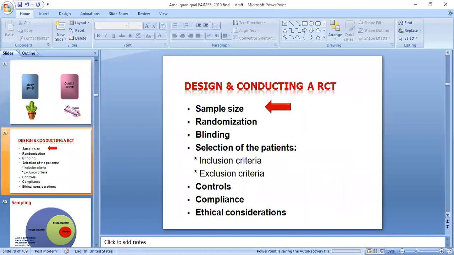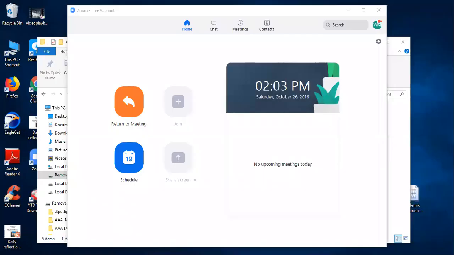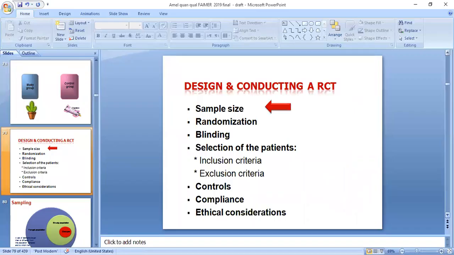There are many prerequisites to do a randomized control study. We should design the sample size. We should know what kind of randomization we are going to use. Is it an envelope, or computer-based randomization, or what? We should know, are we going to do blinding? Is it a single blind study, double blind, or triple blind?